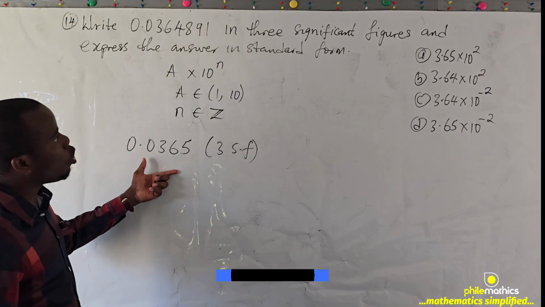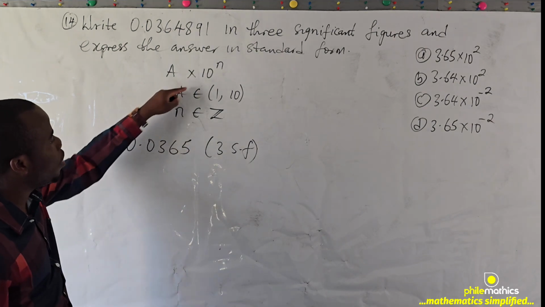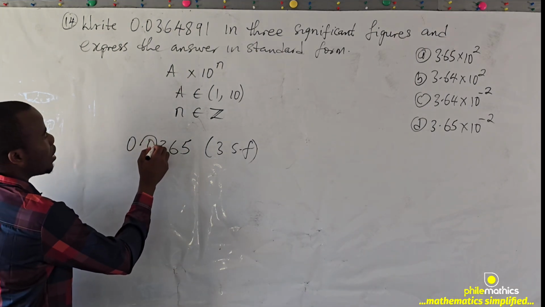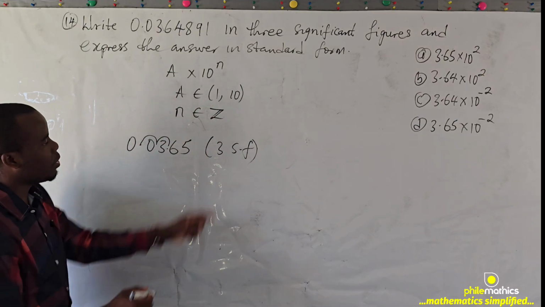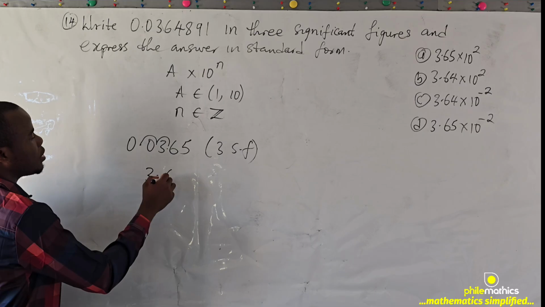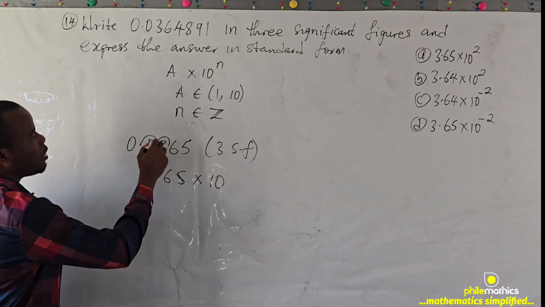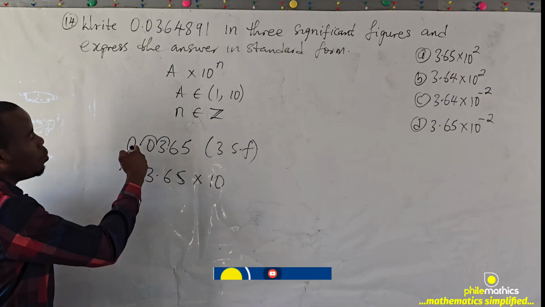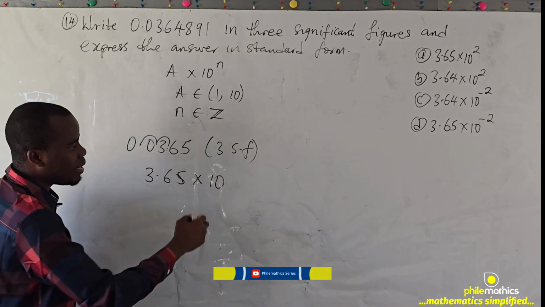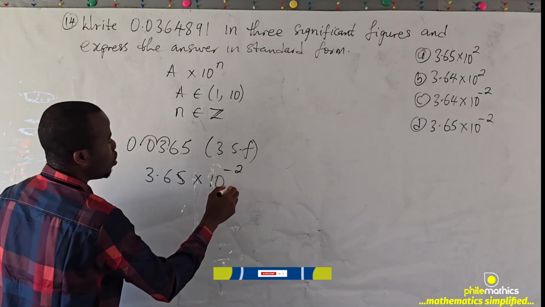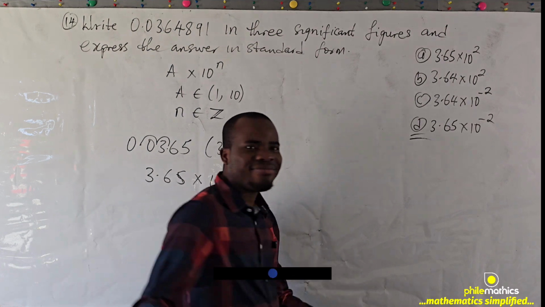But this is not where it stops. It said we should express our answer in standard form. So we have to put it in this form. We take it 1, 2, such that this is where it is between 1 and 10. So it is 3.65 times 10. How many times do we move? 2 times. We move from left to right. It's negative, so minus 2. And so the correct option is D.